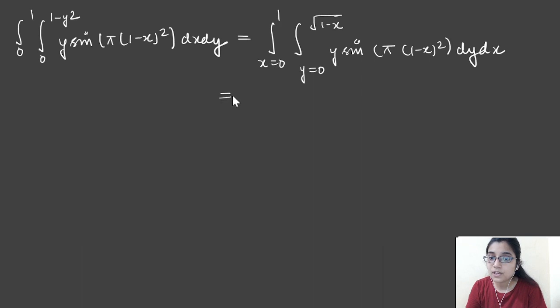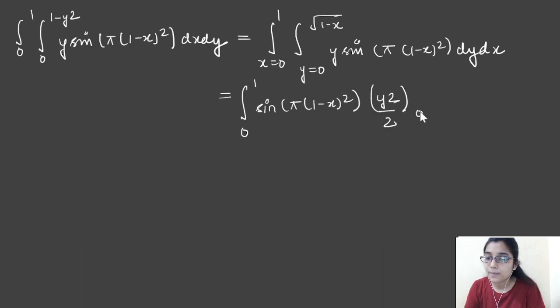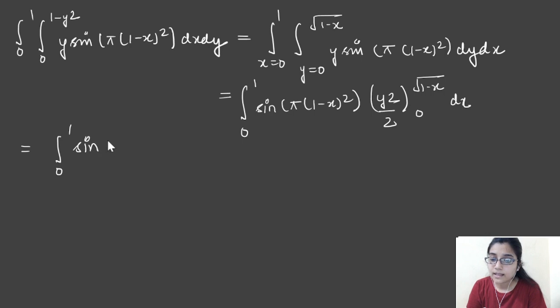Fine. So now we will integrate initially with respect to y. We'll keep x as a constant, this is pi times 1 minus x whole square, and then this is going to be y square by 2, apply the limit 0 to root 1 minus x, dx. So we are getting 0 to 1, then sine of pi times 1 minus x whole square, times 1 minus x by 2, dx. Fine, because root 1 minus x squared is 1 minus x.